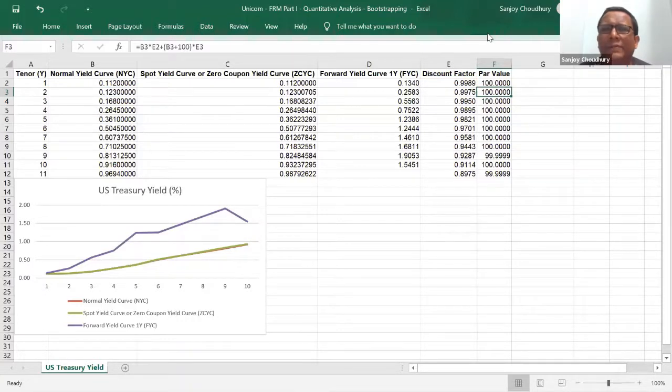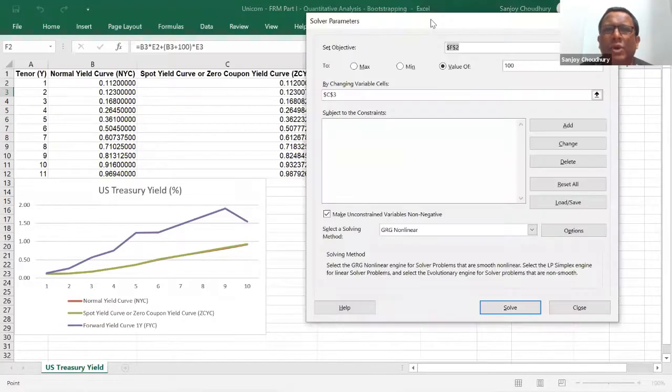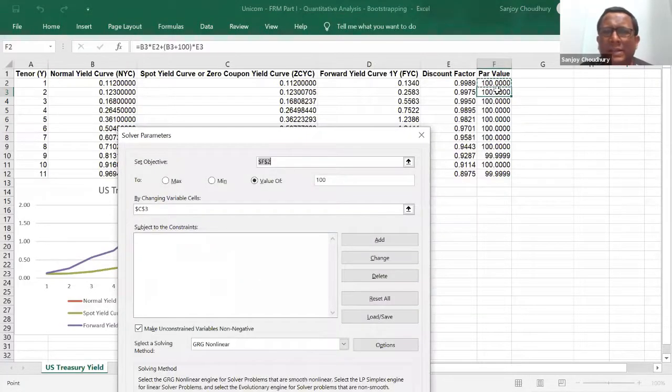If you're not getting 100 or par value, you can use this particular solver, and then you solve for the second year par value, which is in this case F3, value of 100, by changing the cell, because you are trying to find out now the third year ZCYC. So you can calculate the various factors accordingly, and accordingly you can make these changes.